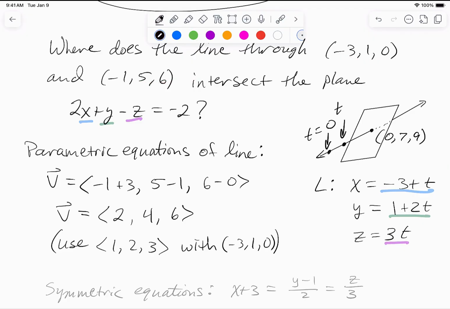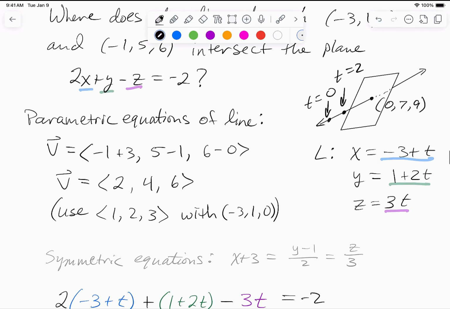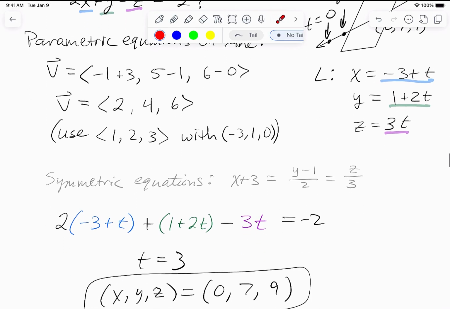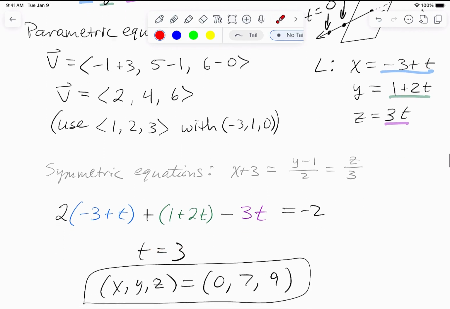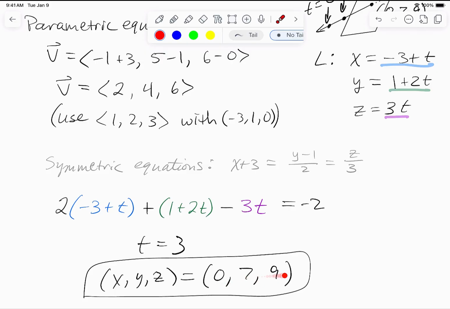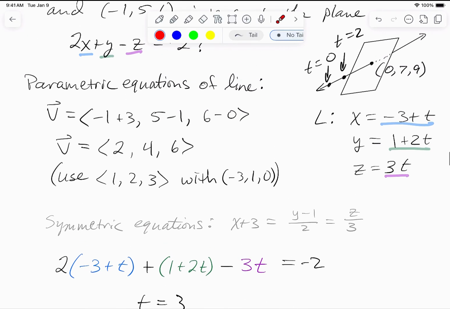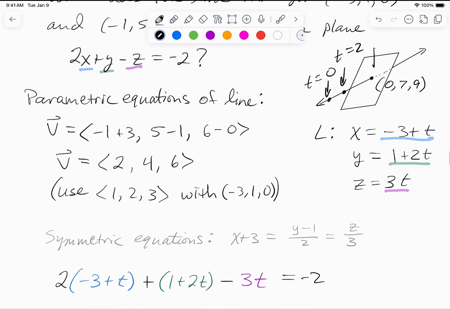Let's call this where t is equal to 2. And what we found was that when t is 3, we have a point of intersection between the line and the plane. That's the point 0, 7, 9, but according to our picture here, I could say this point here is where t is equal to 3. So that's just a visual to establish what it is that we've done.